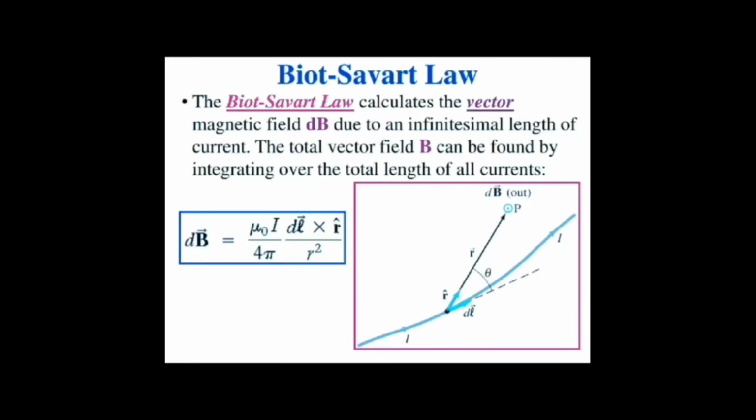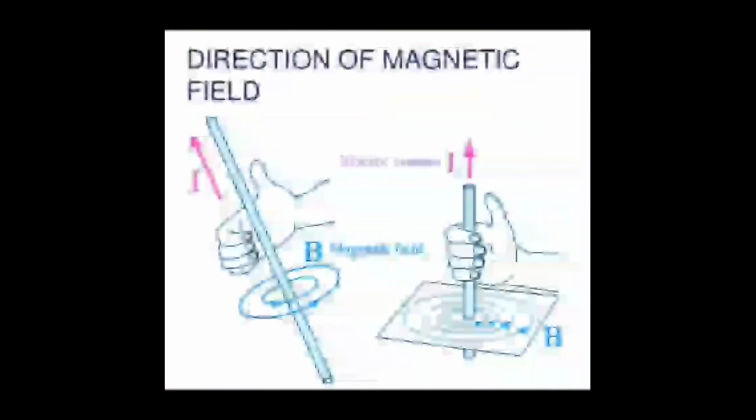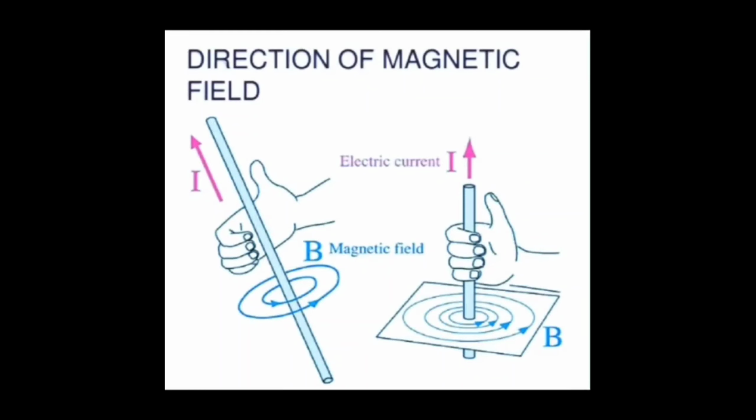dl represents the infinitesimal length of current. The angle between dl and r is called theta. Here we can see a wire in the hand. I represents the current, and it is parallel to your thumb. B represents the magnetic field, and the fingers that wrap around the wire show the magnetic field.